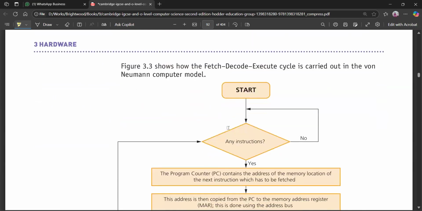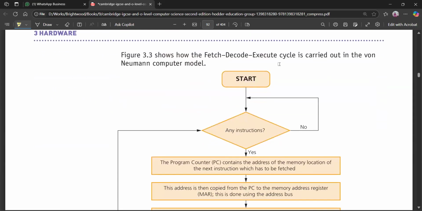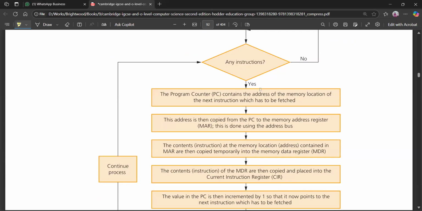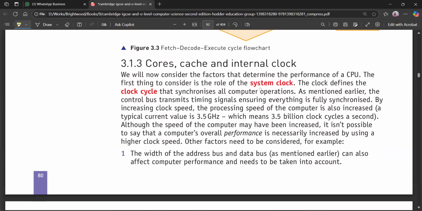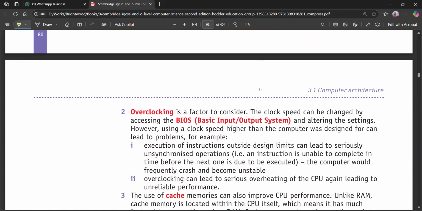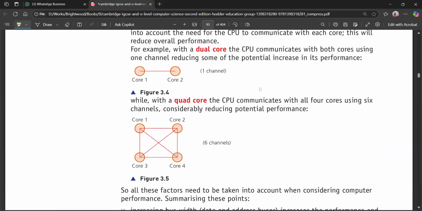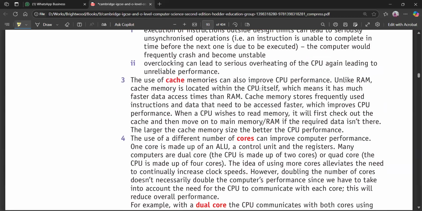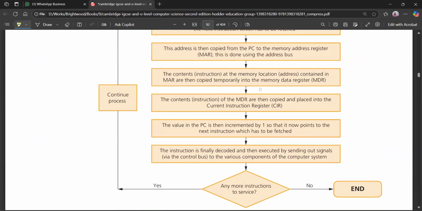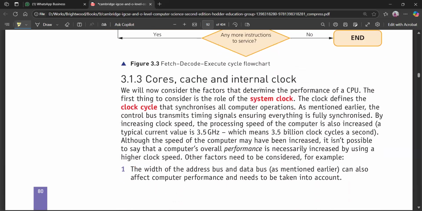So here, as previously said, the fetch, decode, execute cycle. I think you already wrote that one. Okay, and next, this is an important part. We will take some time for this one: the cores, cache, and the internal clock cycle. That's very important, the clock cycle. Okay, write down cores, cache, and internal clock. The cores, cache memory, and the internal clock.